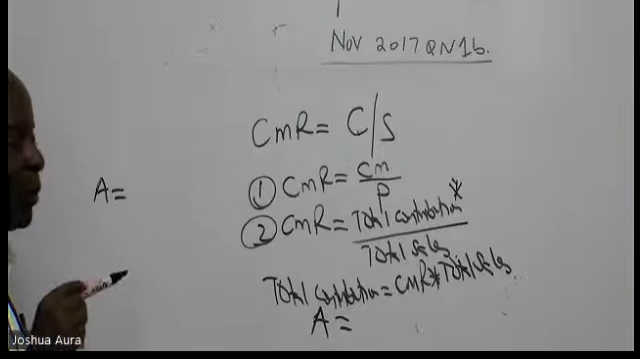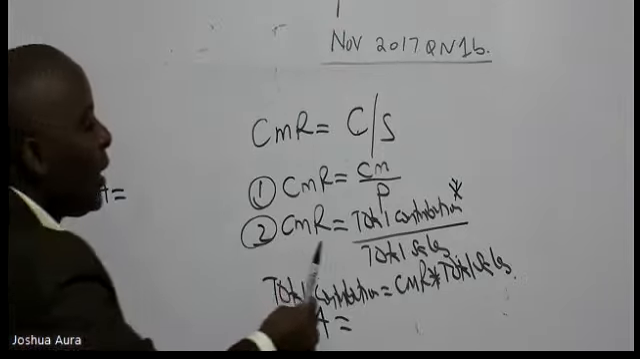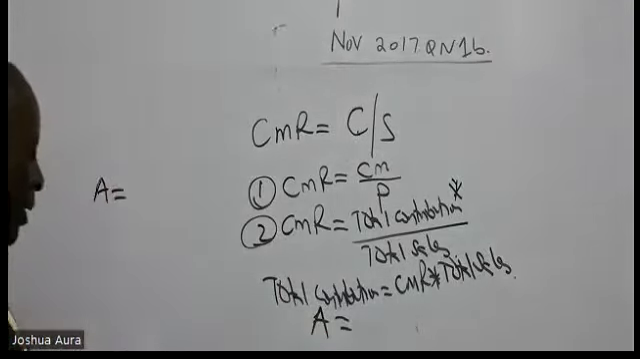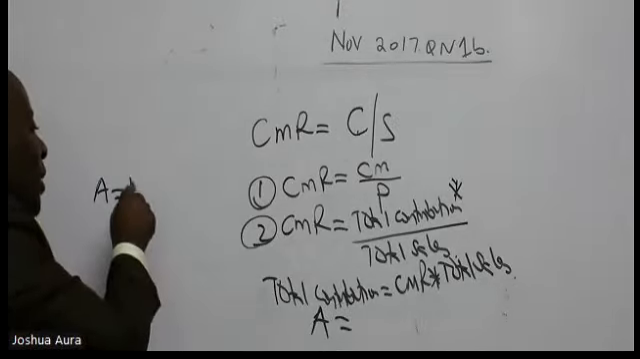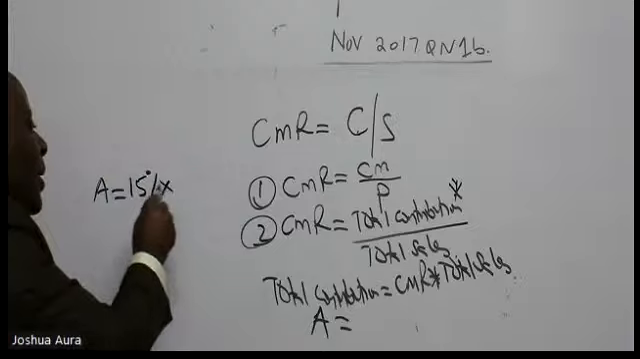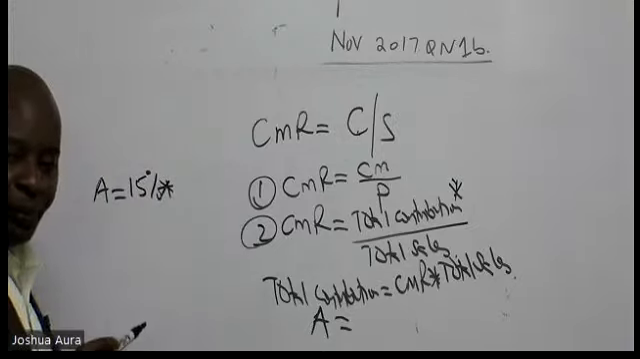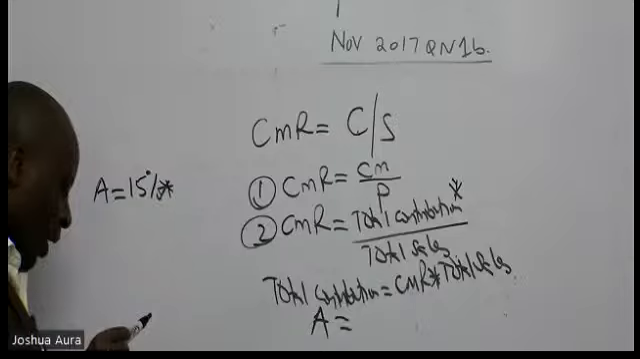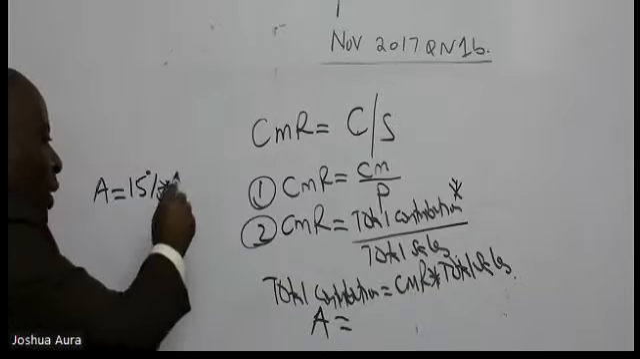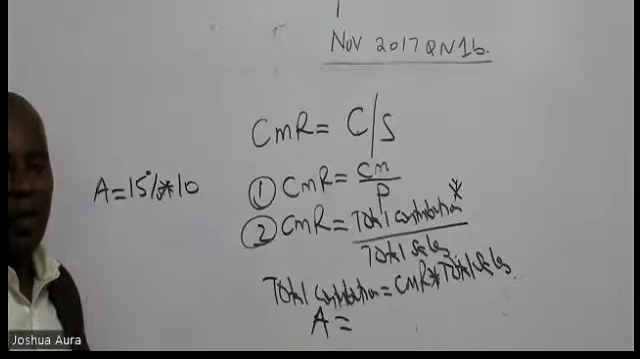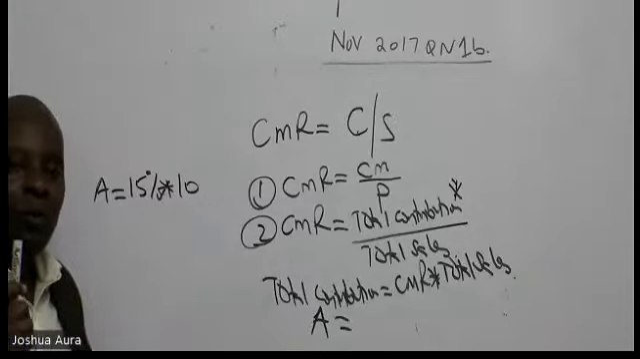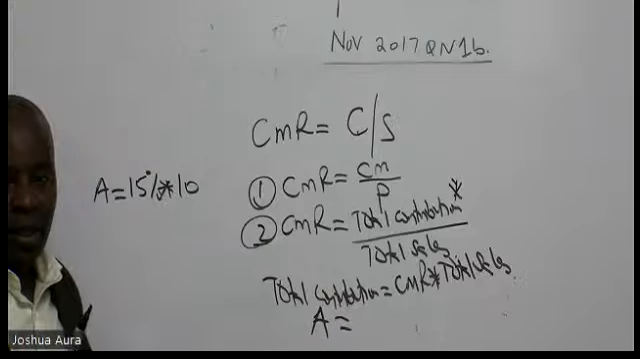To get the total contribution from product A, I will pick the CMR of A, and the CMR of A that I'm able to see there is 15%. So I will take 15% times the total sales of A. The total sales of A, I can see total sales of A is 10 million. So can somebody give me this figure? I'm getting the total contribution for each product.